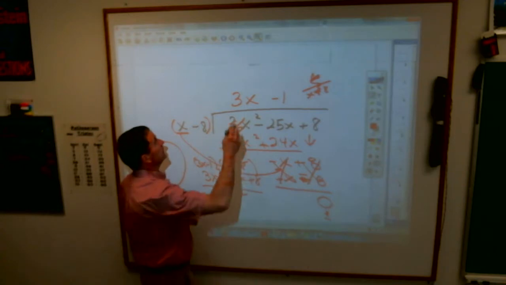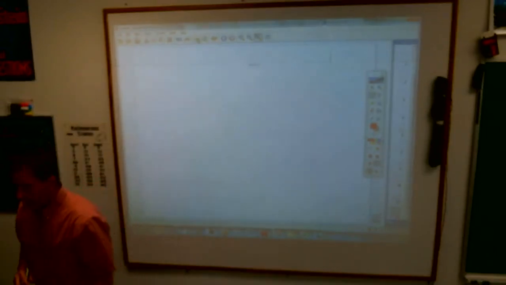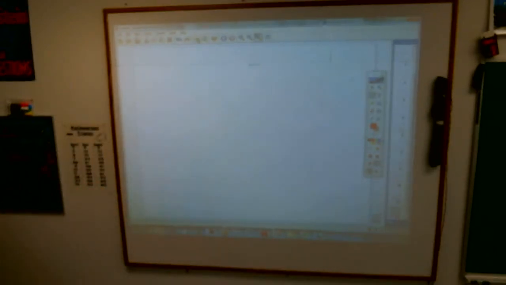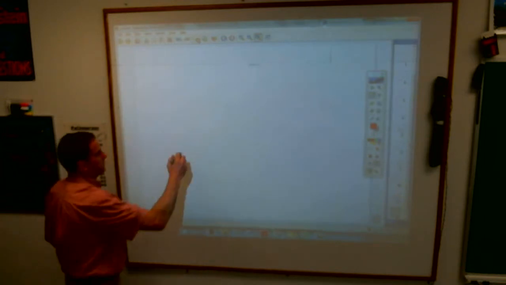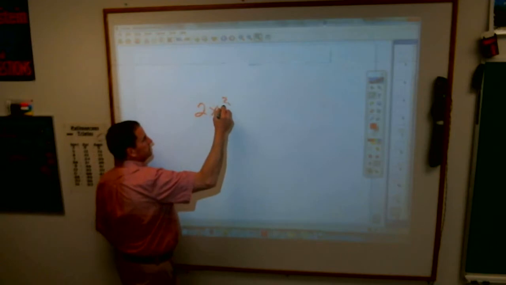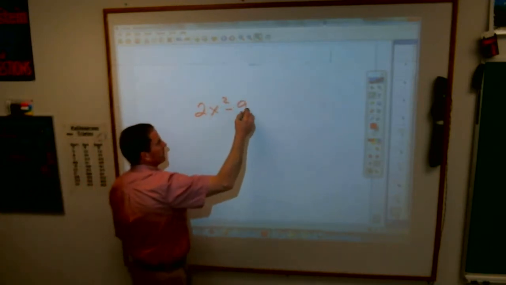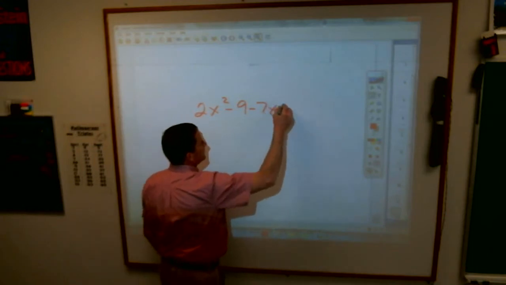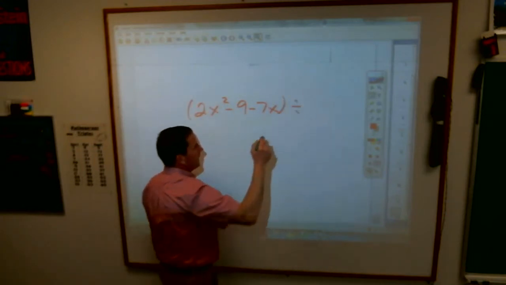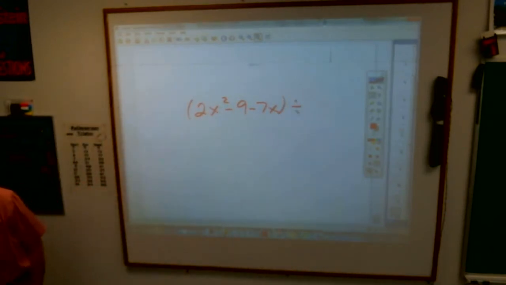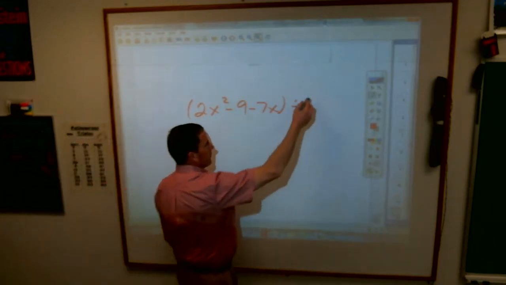Show us a case in point, you say. Show us a case in point. Try this one here. Well, no, I'm going to throw this at you too. Here we go. Here's a problem right out of the book. 2x squared minus 9 minus 7x all divided by negative 4 plus x.